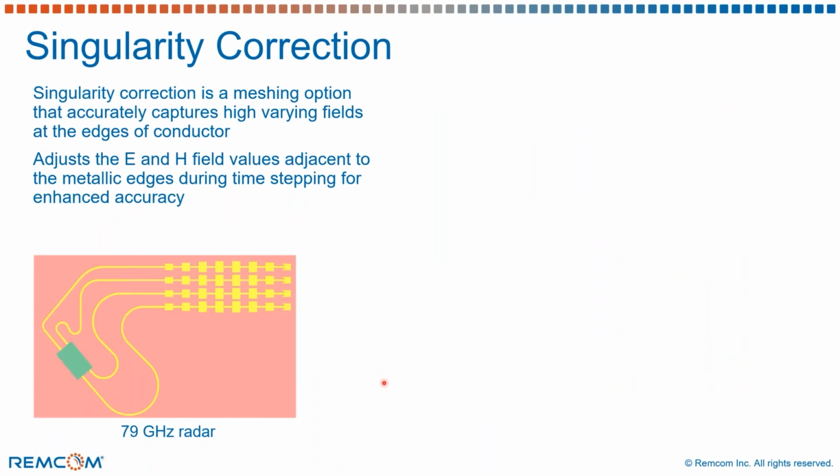The next feature is singularity correction, which is an advanced gridding option in XF, which accurately captures the highly varying fields at the edges of the conductor. In this case, I have a 79 gigahertz radar example with 4 series-fed patch antenna arrays with 8 elements each. And we have performed 2 simulations.